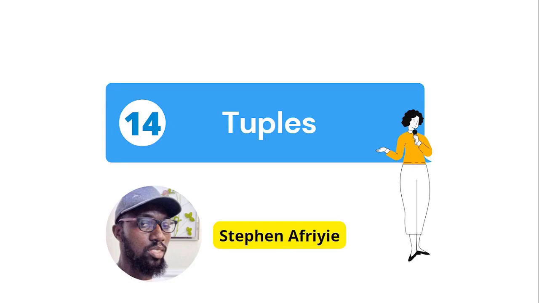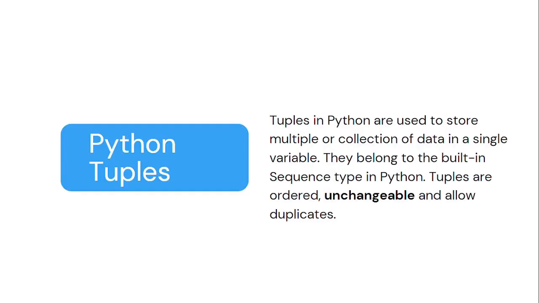Now in the last video we looked at a list. In this video we are looking at tuples in Python. Tuples in Python are used to store multiple or a collection of data in a single variable, just as a list. Now they belong to the built-in sequence data type in Python.